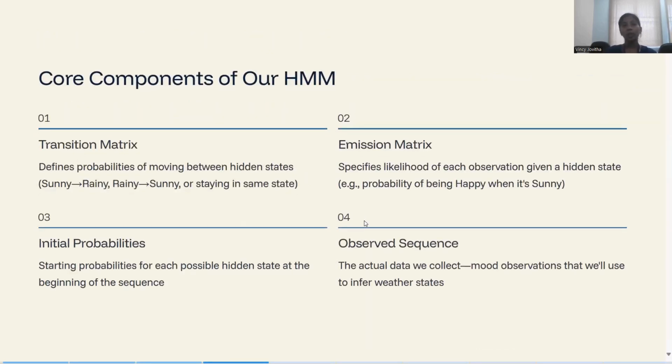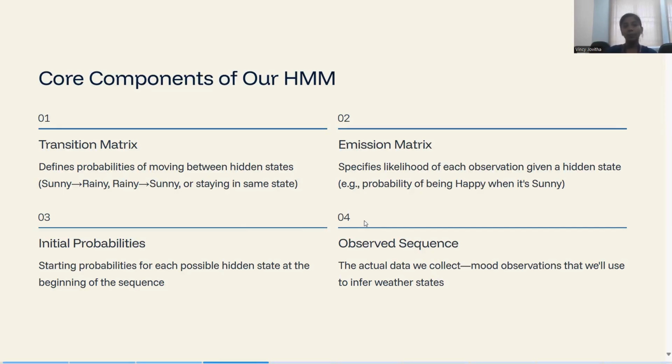Moving on to the core components of our HMM, the first one is the transition matrix. It defines the probabilities of moving between hidden states. The state can move from sunny to rainy, from rainy to sunny, or stay in the same state. The second one is the emission matrix. It specifies the likelihood of each observation given a hidden state, for example, the probability of being happy when it's sunny, or the probability of being sad when it's rainy. It depends upon the mood and the observation we observe.